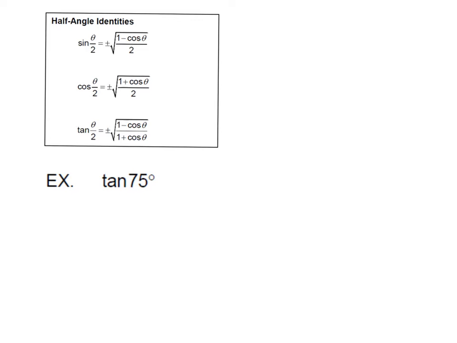Now we're going to look at half angle identities. There's a little plus minus in front of every square root for these formulas. Whether the plus or the minus is used in front of the square root depends upon which quadrant the original angle is in. So for example, if I want to find the tangent of 75 degrees, 75 degrees is in quadrant 1. And in quadrant 1, the tangent is positive, so I know I need the plus.